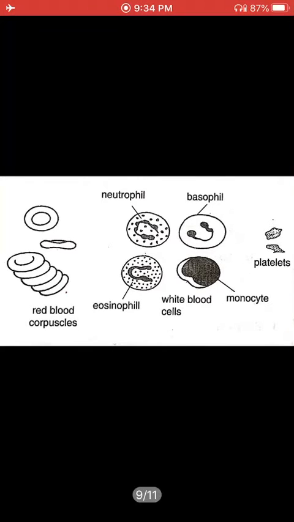Now coming to the next, fluid connective tissue, in which the first is blood. Blood is made up of a lot of things like red blood corpuscles, white blood corpuscles, platelets, and plasma. Eosinophils and neutrophils are various types of cells present in the blood. So blood basically comprises two things: blood plasma and cells. Cells can be RBCs, WBCs, or platelets.